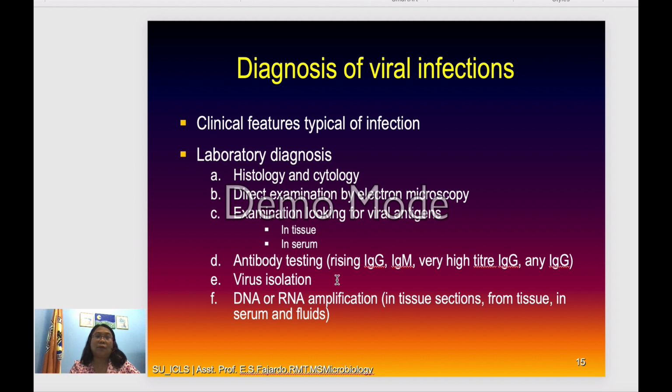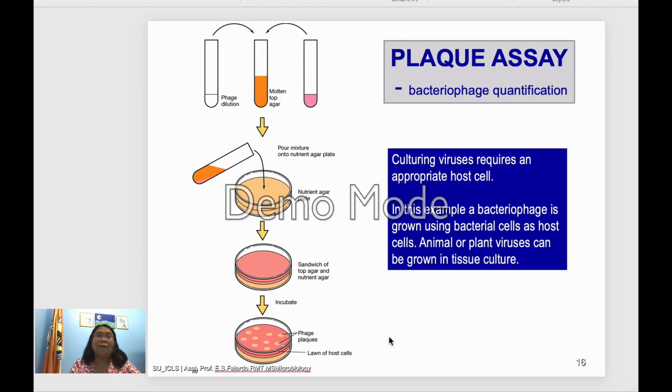We can do isolation via culture, we can do isolation using animals. And then for the new methods, we have the molecular techniques. So we have nucleic acid testing, the RNA amplifications. So there are methods now that are available for the detection in liquid specimens. There are also methods now available for the detection in solid and semi-solid specimens, like for example, tissues. Now for bacteriophages, there are also laboratory assays.